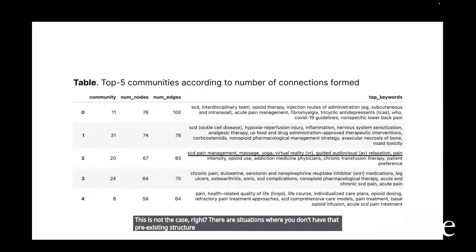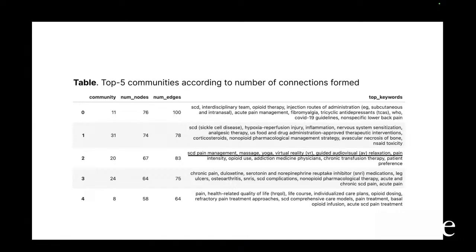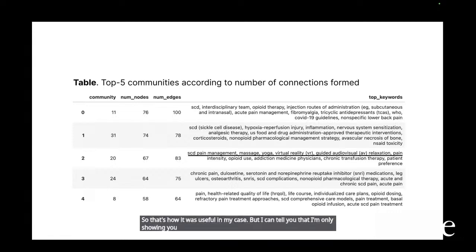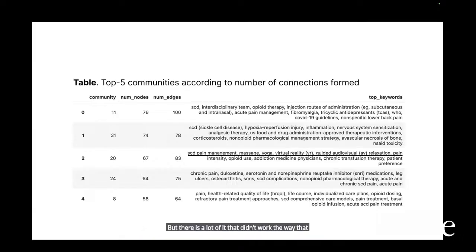And for my example here, what I wanted to do specifically was to work on a document that didn't have structure before. So that's how it was useful in my case. But I can tell you that I'm only showing you the part that worked, and there is a lot of it that didn't work the way I intended. So there's a lot of refinement to be done to make sure that I'm getting a meaningful knowledge graph.